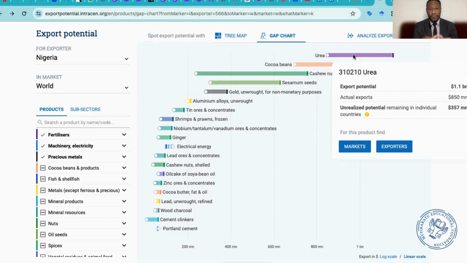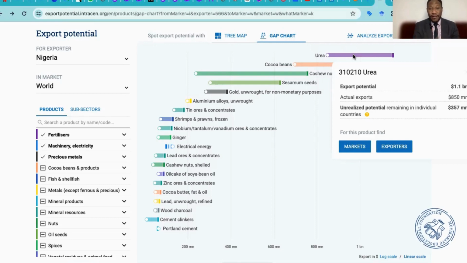Nigeria has a potential to export around 1.1 billion naira worth of potential. But so far, alhamdulillah, we're doing excellently well in urea export. We are exporting around 850 million. We still have a gap of around $357 million unrealized potential of exporting urea.